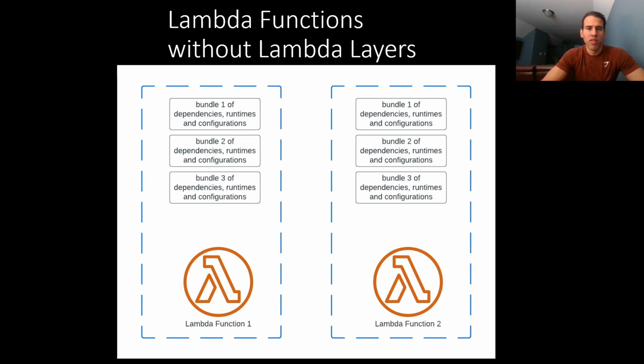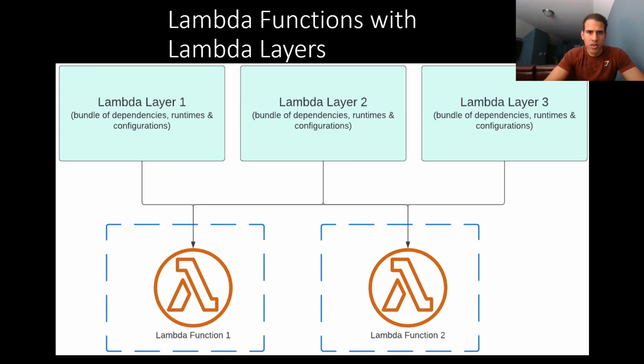So, what if there was a way to extract these common dependencies and move them into a location where these various Lambda functions could reference them? And that's exactly the principle of Lambda layers. So now let's look at how these Lambda functions will look with the Lambda layers. In this diagram, you can clearly see that the previous bundles of dependencies, runtimes, and configurations have been moved into their own Lambda layers. And also the Lambda functions have now become quite lightweight since these dependencies reside outside of them.